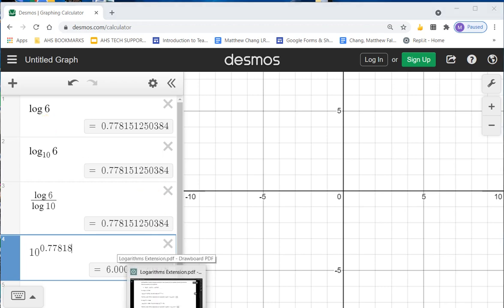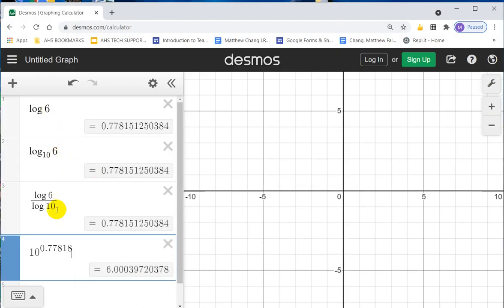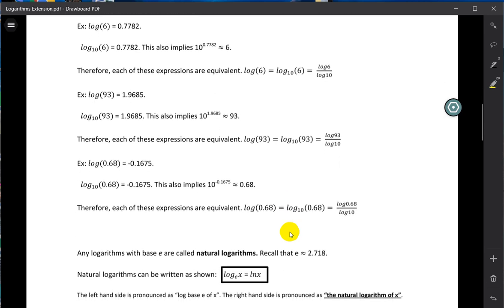Basically what I showed you here is that all of these examples are represented by the same thing. You can test this out with other examples here, but I just wanted to show you that for your curiosity. Okay, so I'm going to go down.